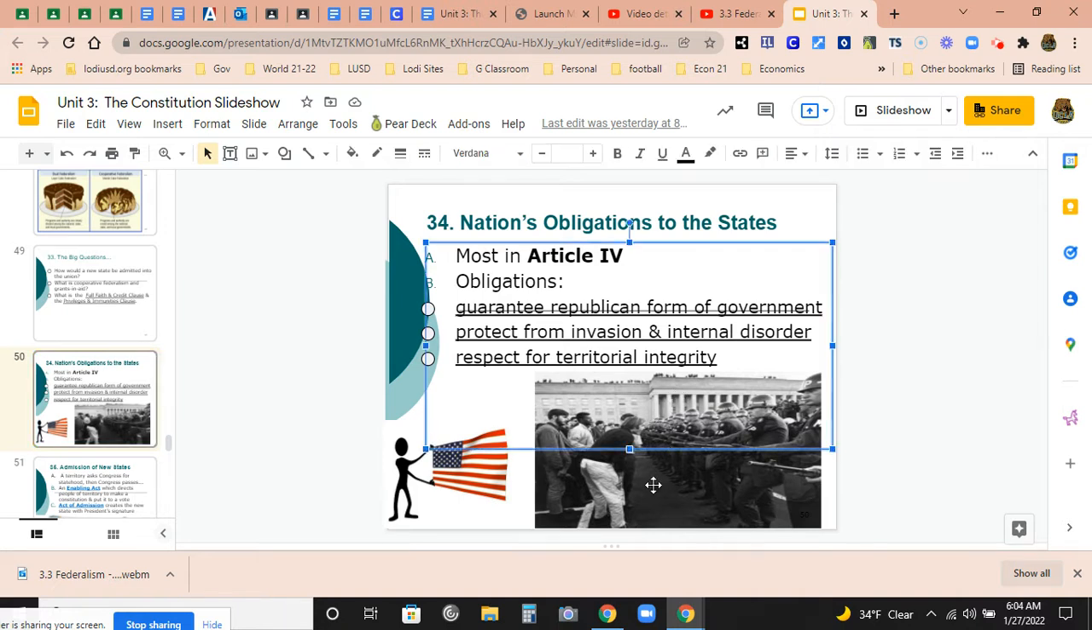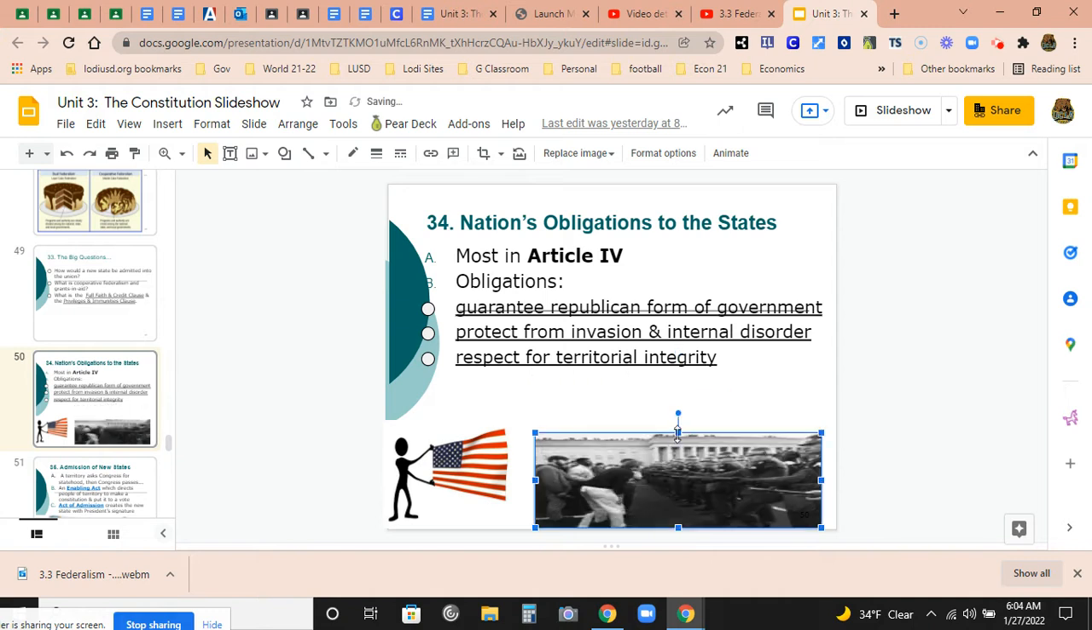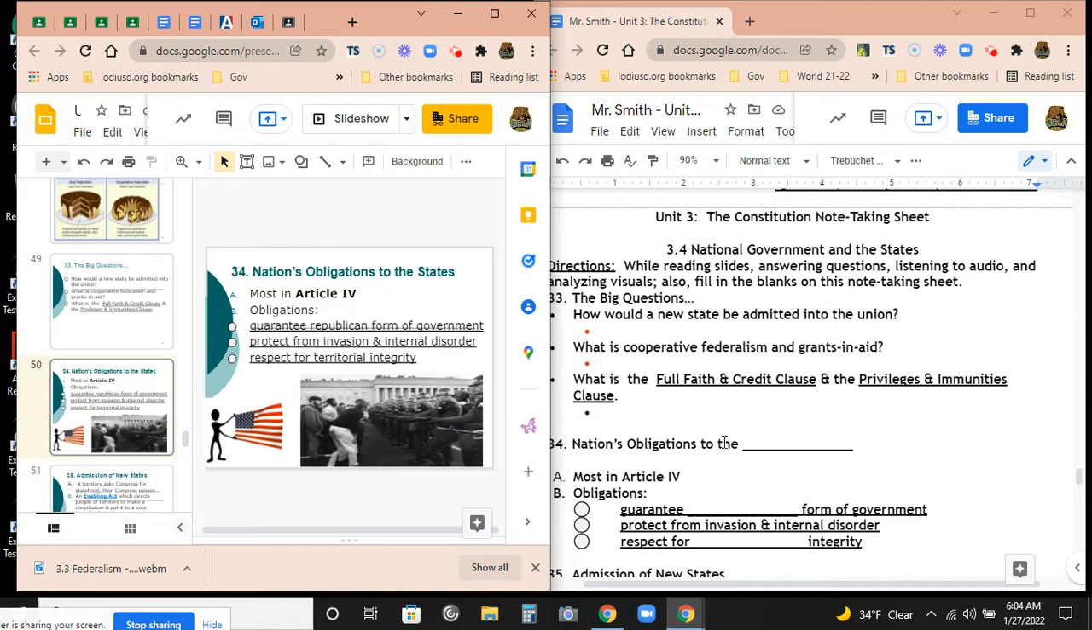It feels like this visual is so big and might be cutting something off. Could be just the picture. Oh yeah, it's just the picture. Okay, so they're supposed to take care of those things. All right, let's add those in on our notes.